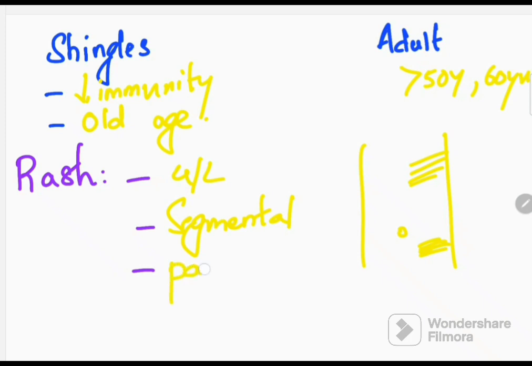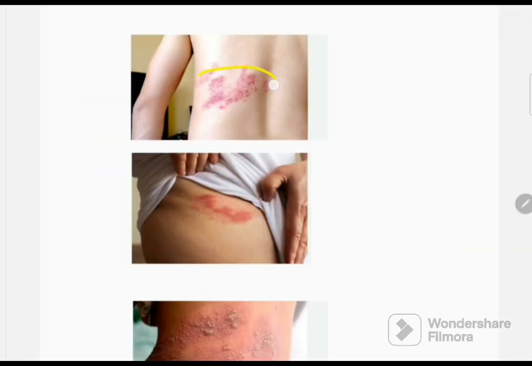The third point you have to remember is that the patient complains of lot of pain. So the rashes, I'll show you the pictures. The rashes are unilateral, segmental, and very painful. Let's see some pictures. Can you see? This is a lesion of shingles. Again here.